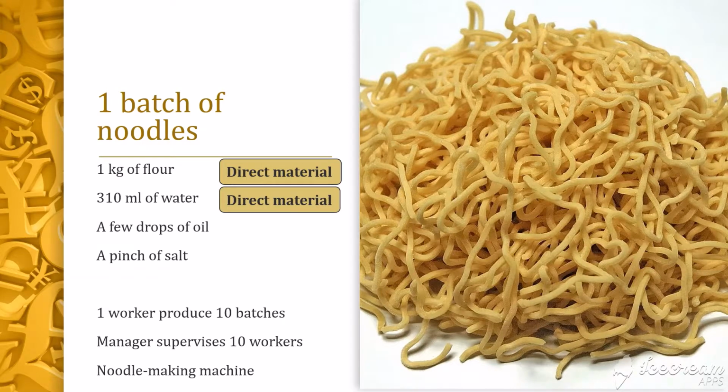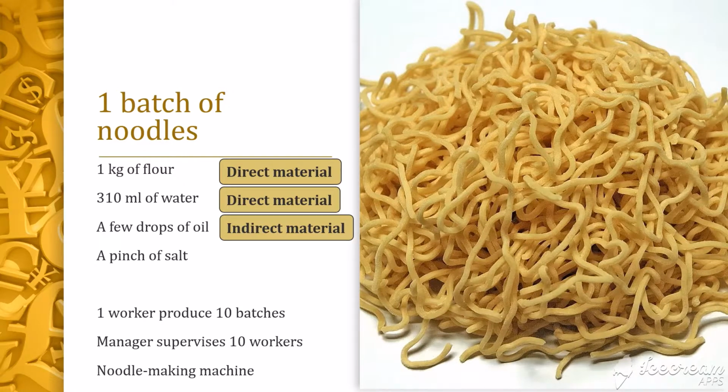What about the oil? It is stated that just a few drops of oil is enough. Will you want to trace how many milliliters of oil you use in each batch? It is not worth tracing them given the negligible amount. Therefore, this is an indirect cost, indirect material specifically. Instead of tracing the amount of oil used in each batch, the company will check how many batches of noodles it makes before a bottle of oil is fully consumed, and will allocate the cost of one bottle of oil to the total batches of noodles produced using that one bottle of oil.